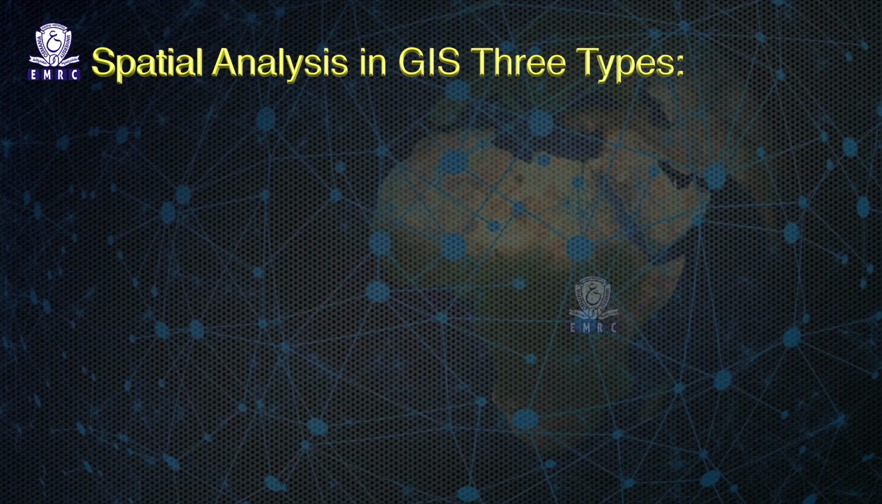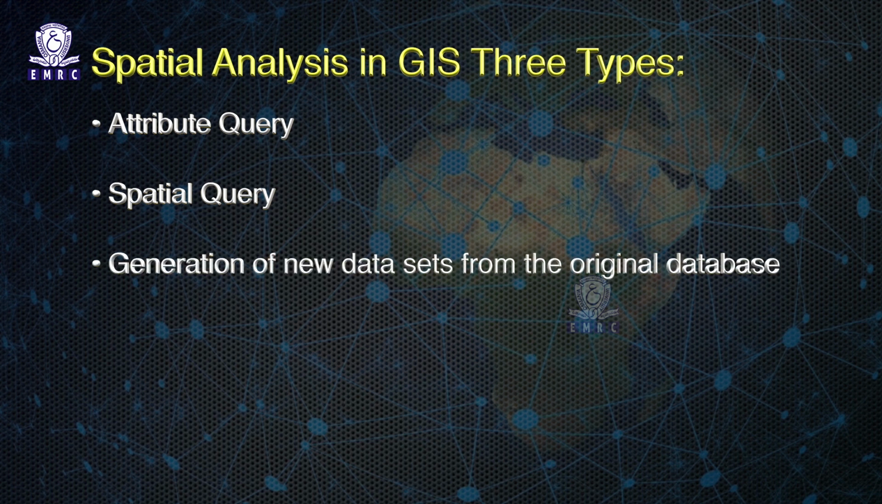Using GIS for spatial analysis. Spatial analysis in GIS involves three types of operations: attribute query, also known as non-spatial query, spatial query, and the generation of new data sets from the original database.